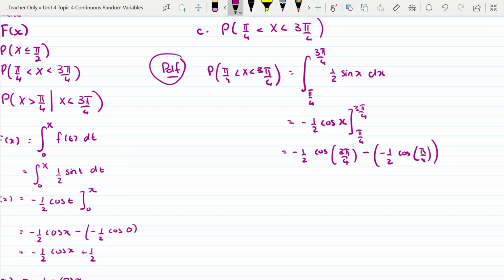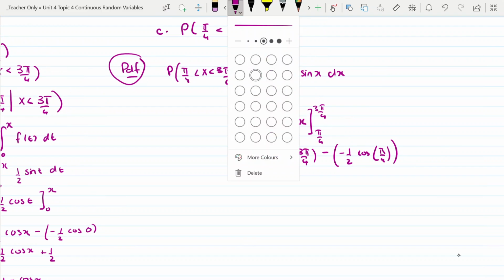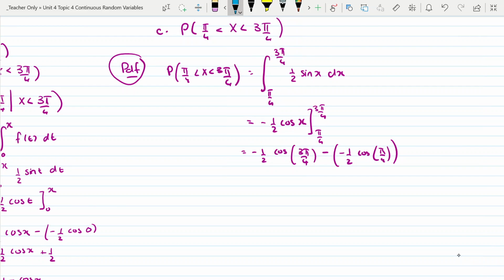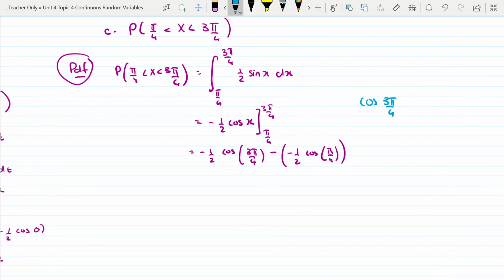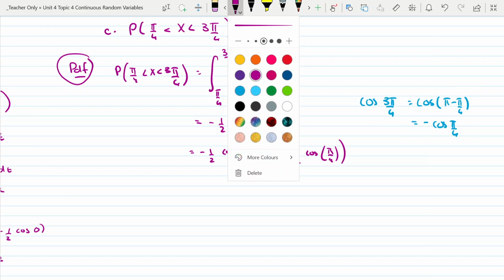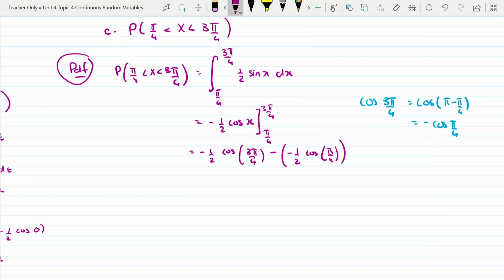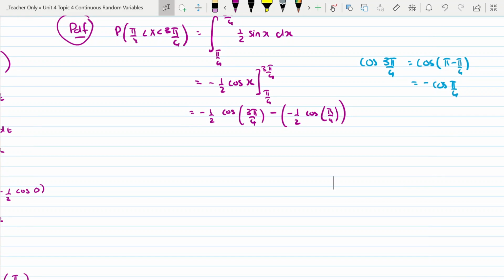And I've chosen this one to remind your brains, let's make a little note of it, going back to our trig, okay, that cos of 3 pi on 4 is equal to cos of pi minus pi on 4, which is equal to negative cos of pi on 4. We never lose our trig ratios and our unit circle work. Right? Never goes away.